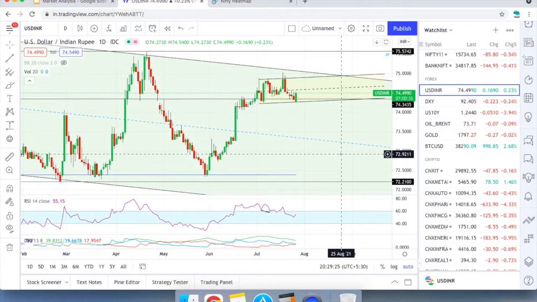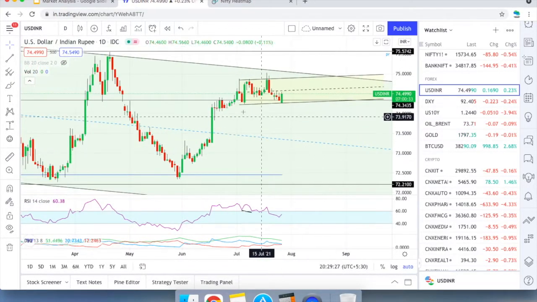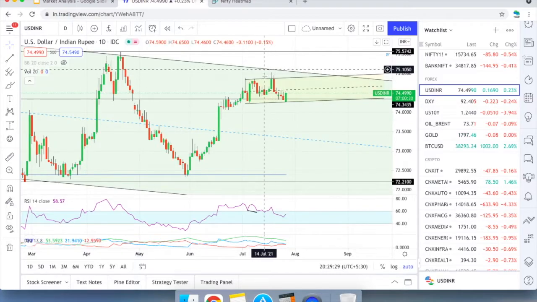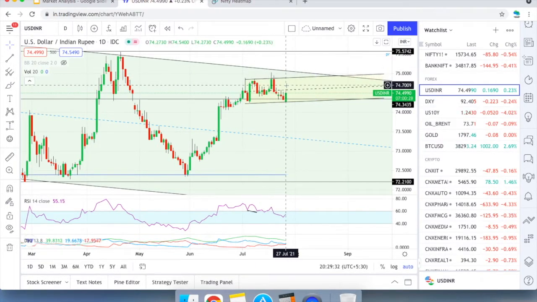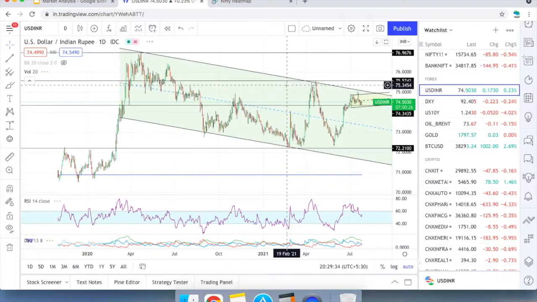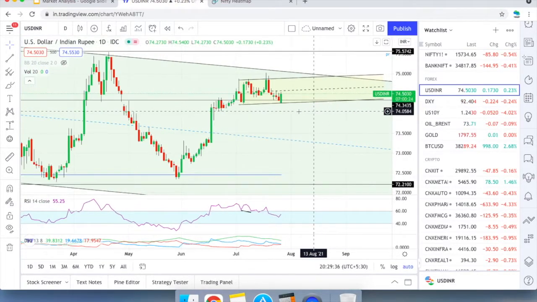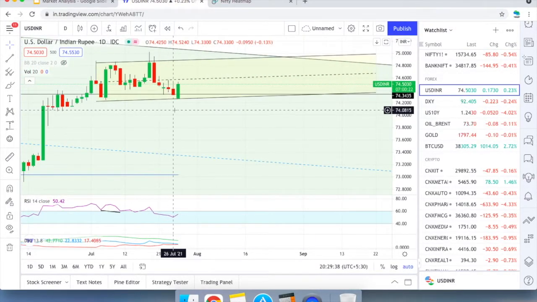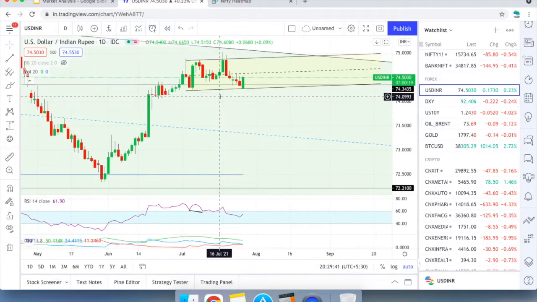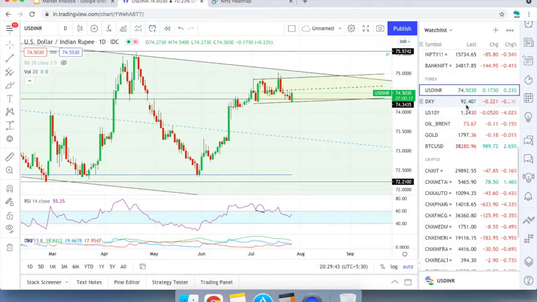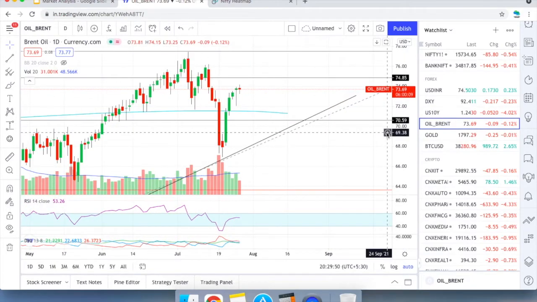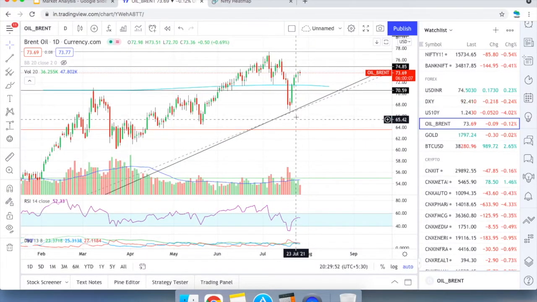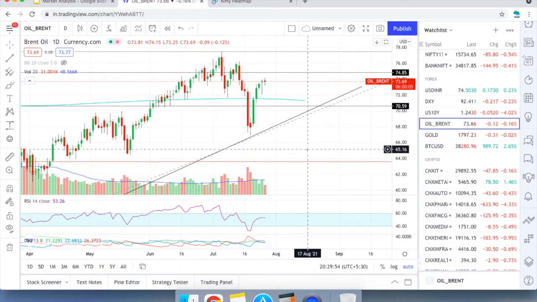So you can see that it had slipped outside of the channel after making an attempt to hit the channel top on the USDINR, and it seems like today it has a wide range green candle where it bounced back, right? So the dollar has strengthened today. Now, if you look at oil, oil is shooting up. It had a small dip and then it completely recovered, and it continues in the 73, 74 levels.